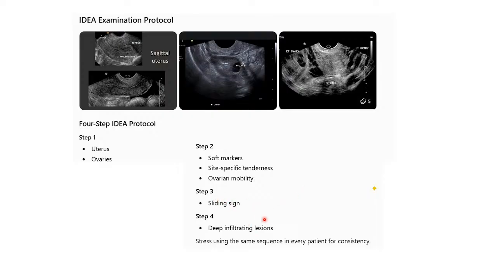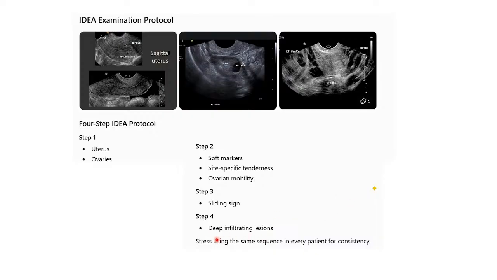So step 3 is the sliding sign. The uterus, sorry, has to move. That is what we call the sliding sign. I will demonstrate that practically. I will check a case for you, then I will demonstrate it. I'll present a practical case like that. Then you can see the sliding sign, how it is done, and where it is positive and negative.